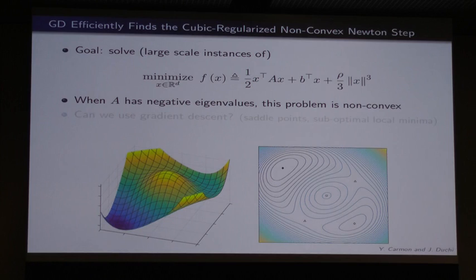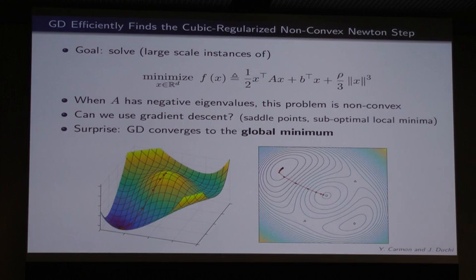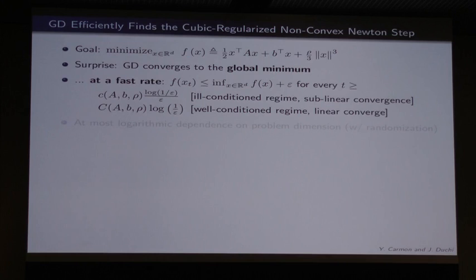So for this particular function, it's not even true that every local minimum is a global minimum. Still, we want to know what we can do with gradient descent. And that is quite surprising: if you start at the origin, you always get to the global minimum, not just a local minimum, but a global minimum. We have a picture proof of that, so everyone who comes to our poster can see why this is true. Our main result, however, is a rate of convergence to the global minimum.